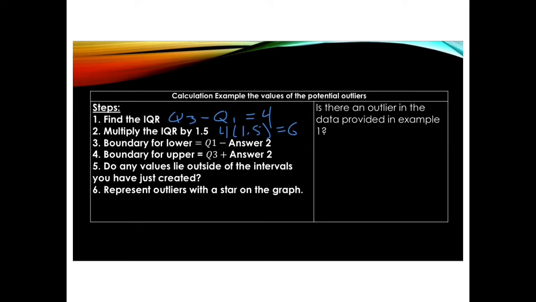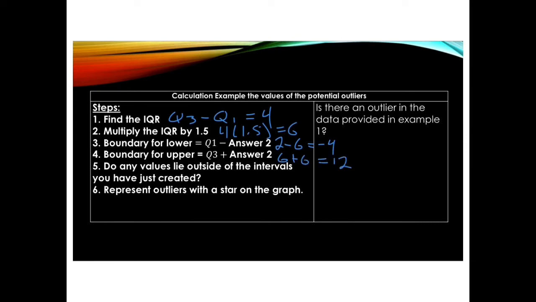And then we're going to find our limits. So we're going to take that answer, that's 6, and we're going to do two things. We're either going to be subtracting it from our Q1, or we're going to be adding it to our Q3. So, all right, our Q1 was 2, which means you have 2 minus 6, and that's going to be negative 4. And that creates our lower limit. For our upper limit, we have our Q3, which was 6. 6 plus 6 is going to be 12, and that is now our upper limit.